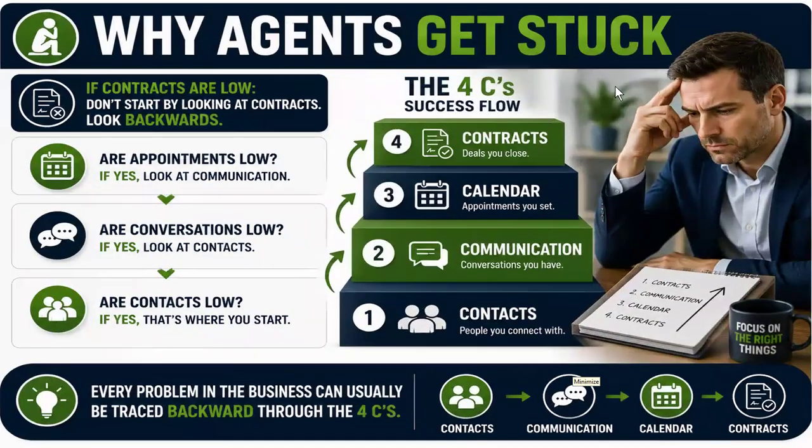This is where agents get stuck. If the contracts are low, the income is low, they start by looking at contracts and they look backwards. That's not what you want to do. Are your appointments low? If yes, reverse engineer that. Look at communication. If your conversations are low, then look back at the contacts. If your contacts are low, that's where you start. So when you're teaching yourself and teaching other people, that's all it is.